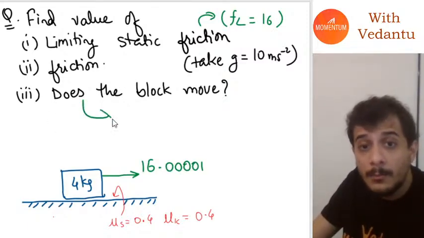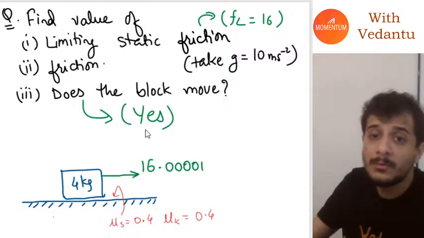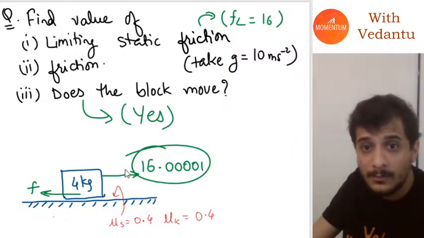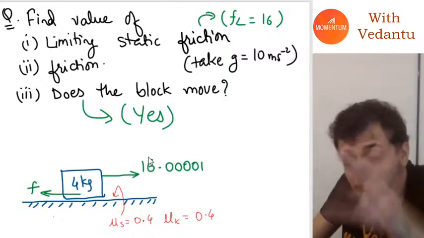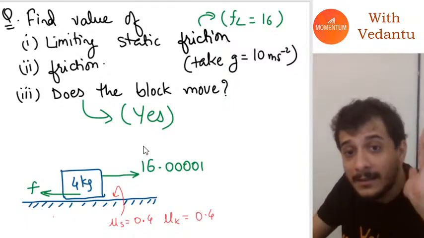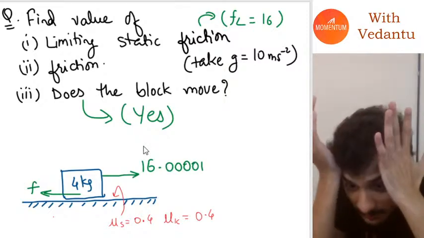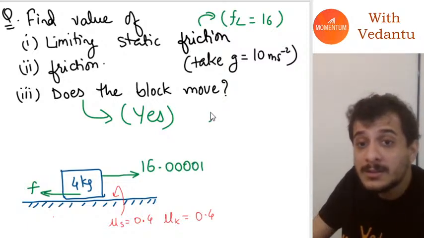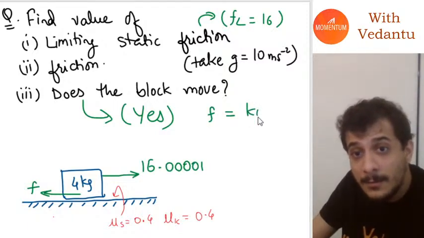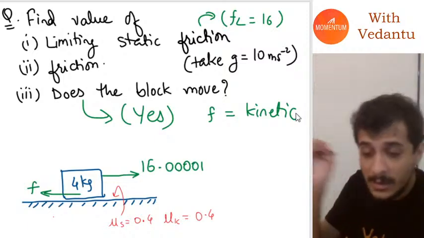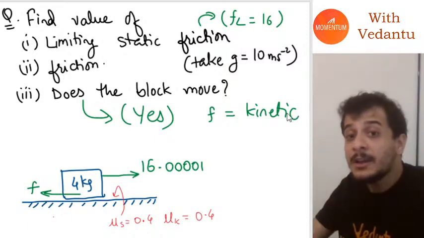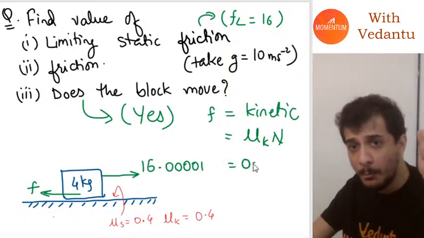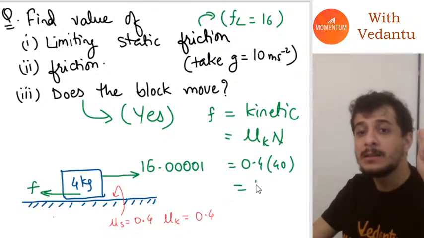Yes, the block will move now. I need a friction of 16.00000001 newtons, which is not possible because the maximum value it can take is 16. So in this case, guys, what type of friction will be there? In this case, the friction will be kinetic friction, and its value will be equal to mu k into N, that is 0.4 into 40, which will be still equal to 16.